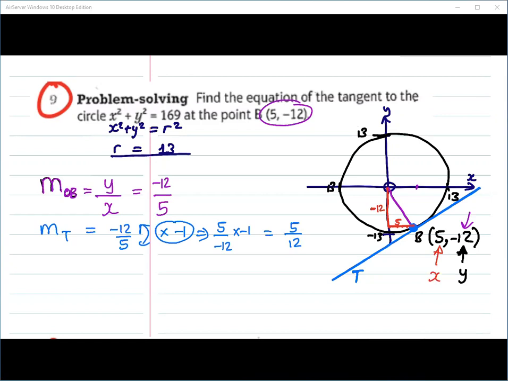So let's change color once more. Let's go for a different color altogether. Now that we know the gradient of the tangent, and we know the point that the tangent runs through, what do we do next? You find the equation with the formula. y minus y1 equals m, brackets, x minus x1.